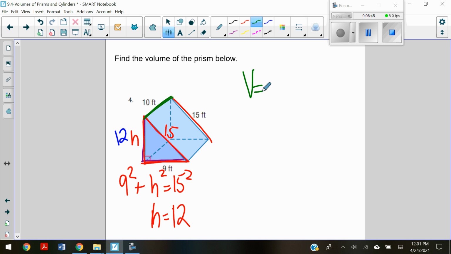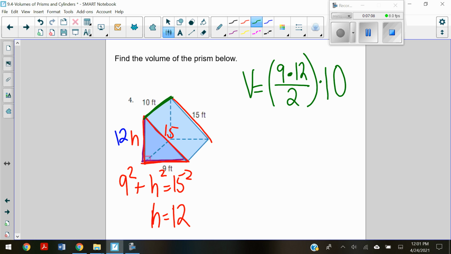So it's a triangle, so we're going to do base of the triangle, which is 9, times the height of the triangle, which is 12, and we're going to divide it by 2, and then you times that by the height of the prism, so distance between the two bases, which is 10. So grab those calculators, and I know that you guys have some fast fingers here.